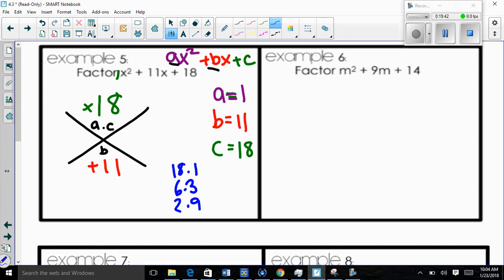Now out of those, which one adds to positive 11? Ding, ding, ding. Those are my factors. So you're going to put those two right here, 2 and 9. I know they're going to be positive. 2 times 9 equals positive 18, and 2 plus 9 equals positive 11.